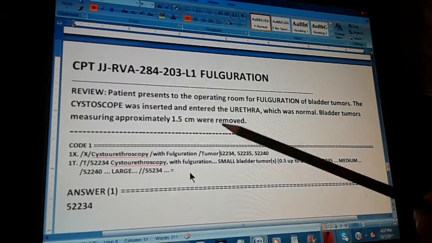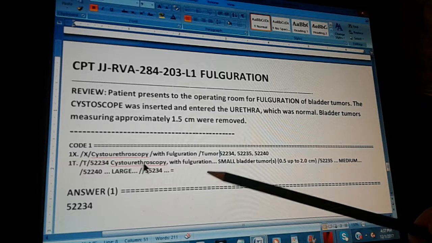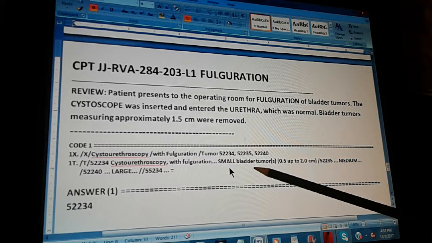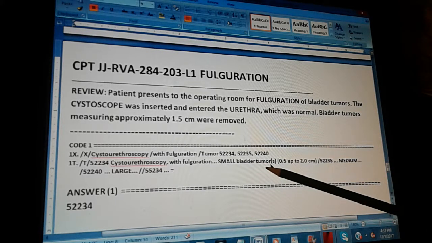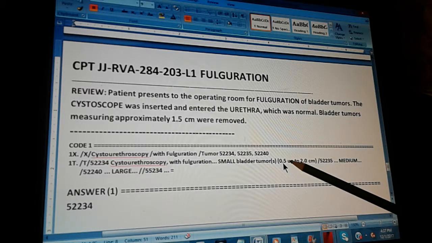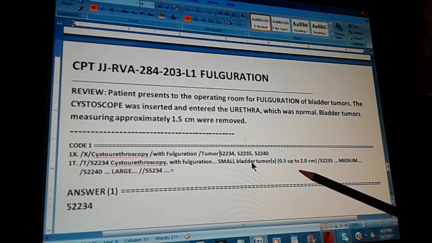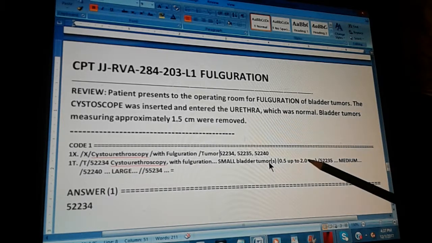What does it say there? Cystourethroscopy with fulguration, which is what we want, but what type of tumor is this? It keeps going until it gets to small bladder tumor, and it gives you the dimensions. So it's 0.5 centimeters up to 2.0 centimeters. So this is the range to be considered small. And remember that ours is 1.5, which is in this range. Just to be sure, you give a quick look to the other ones.